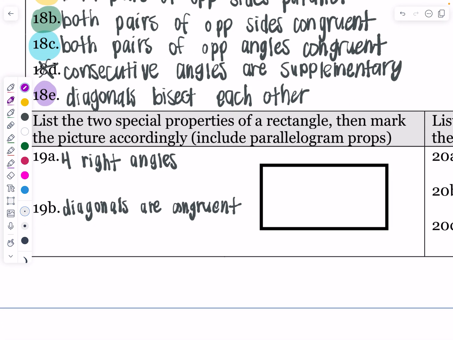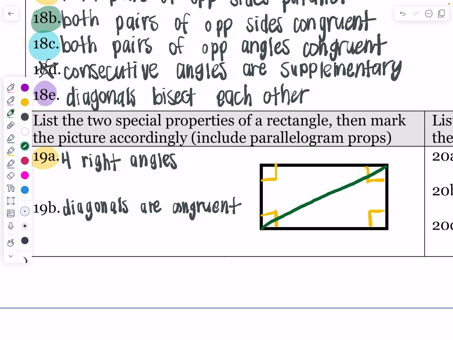We want to do the exact same thing, but we want to list the 2 special properties of a rectangle and then mark the picture accordingly. So it says, what are the 2 special properties of a rectangle? Well, there are 2 things that are important in a rectangle. Number 1, part A, is that there are 4 right angles. So let's do that. In a rectangle, there need to be 4 right angles in that parallelogram. The other thing that we know is that the diagonals are going to be congruent to each other.